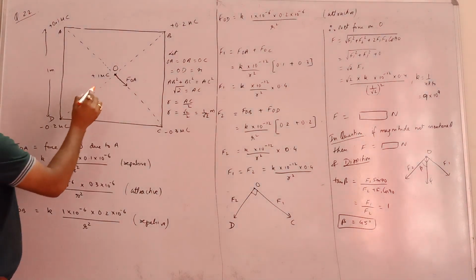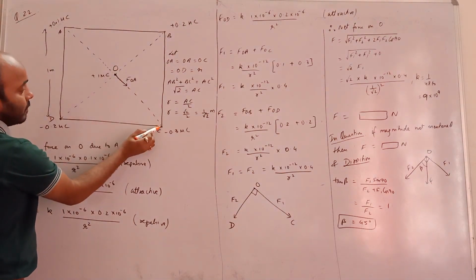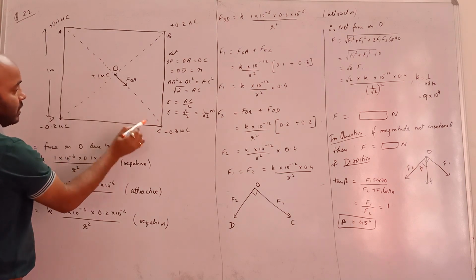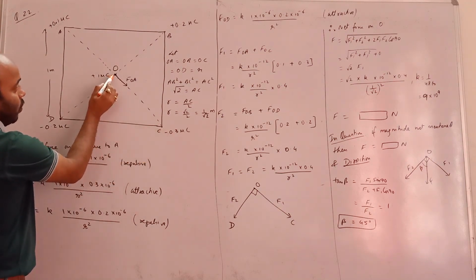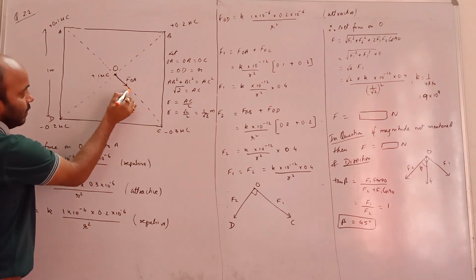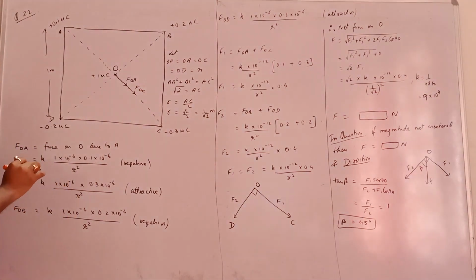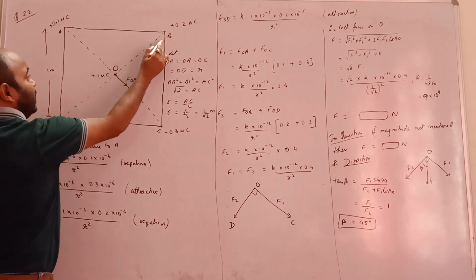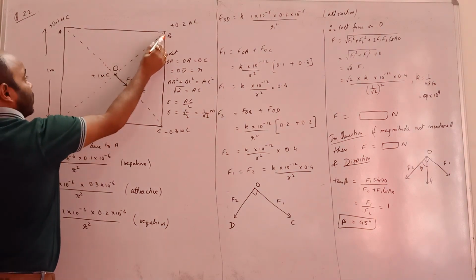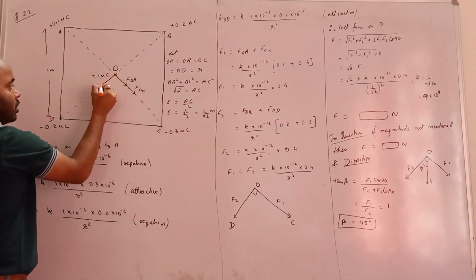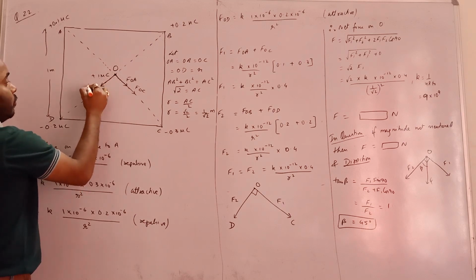Now, force on O due to C. O is positive, C is negative, so O will be attracted and will move in this direction: force on O due to C. Now force on O due to B. This is positive, this is positive, so the charge at O will be repelled: force on O due to B.